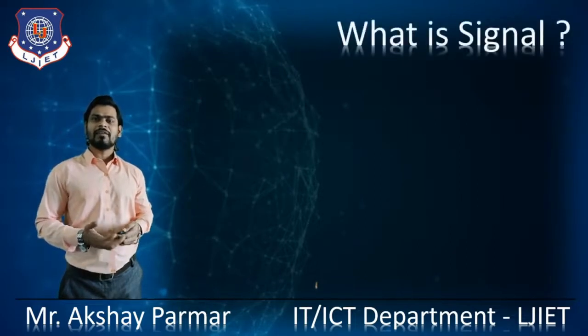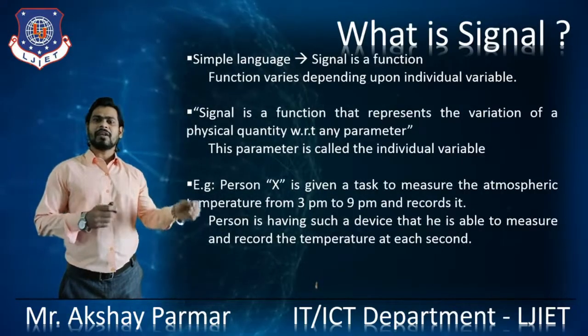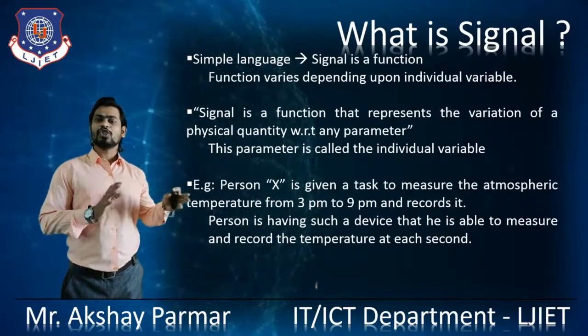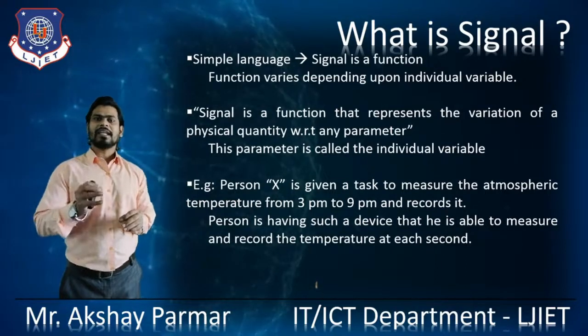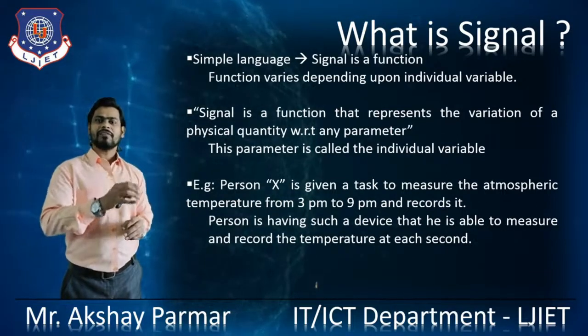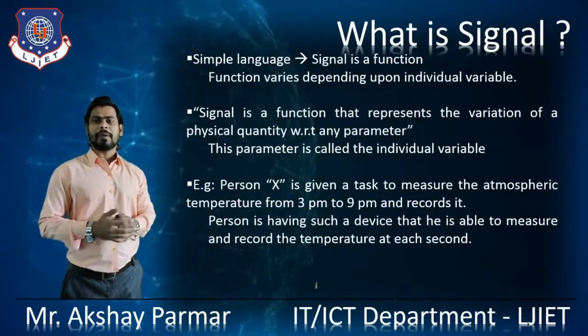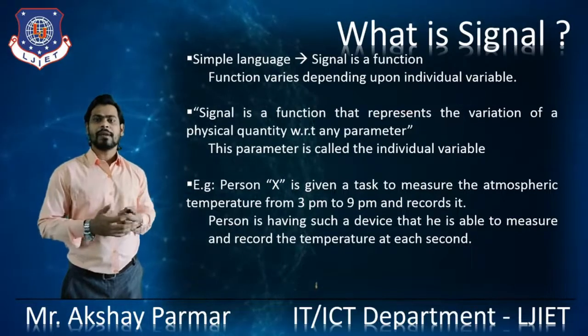A signal is basically a function. In simple language, a signal is a function that varies depending upon the independent variable. In other terms, a signal is a function that represents the variation of a physical quantity with respect to some parameter. That parameter is called the independent variable.